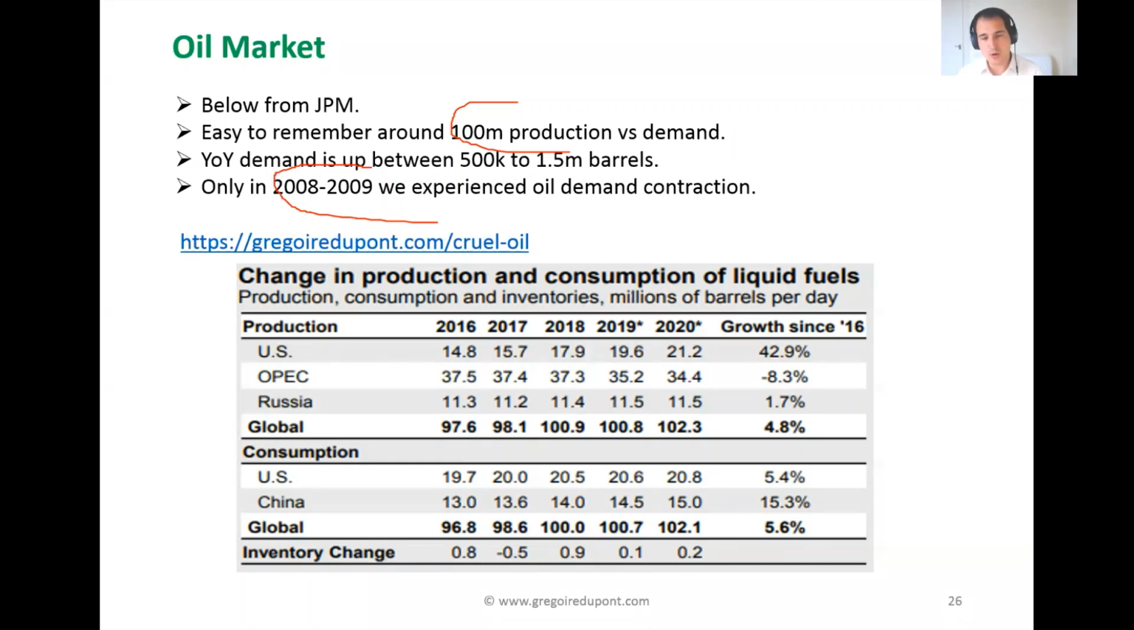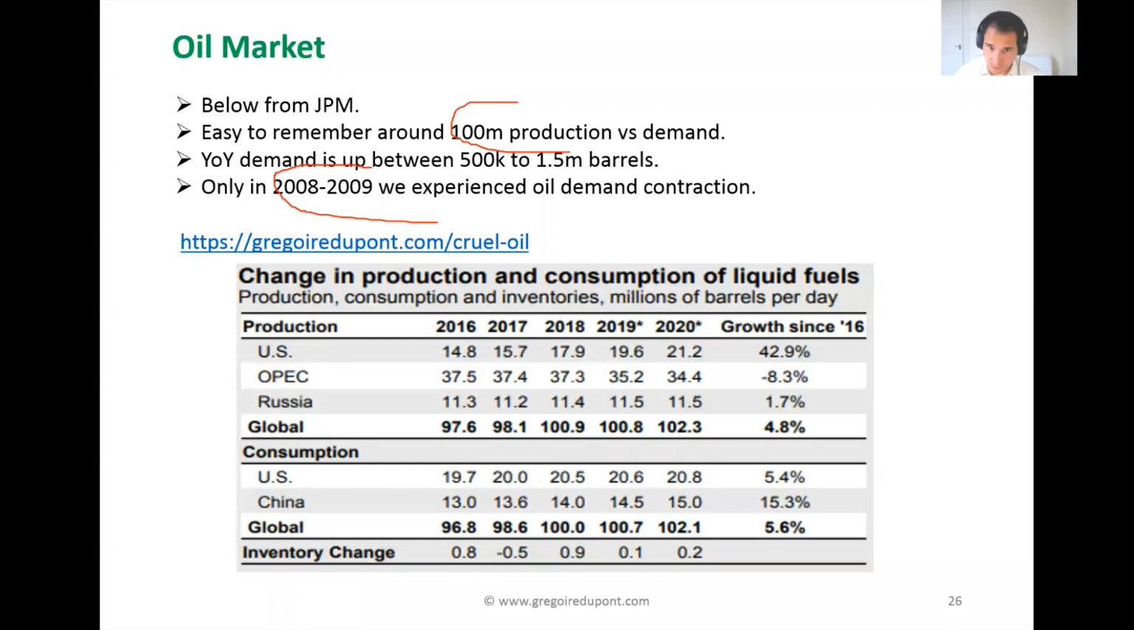Otherwise, you have around a 1 million demand increase year on year. At the moment, despite the noise and the recent volatility, the reality is the oil market is well supplied, and the Saudis could increase capacity quickly. They cannot increase capacity for too long, but they still can do something.